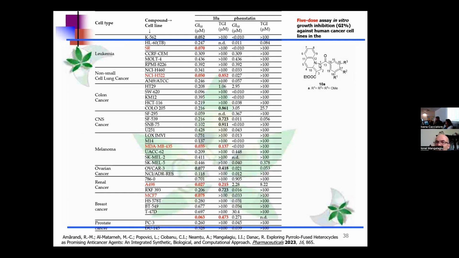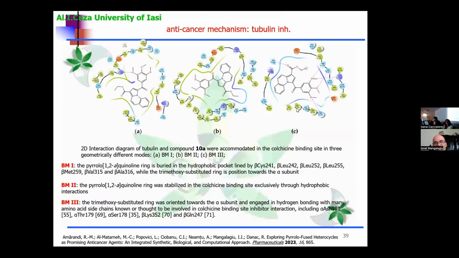And for instance, in this pyrroloquinolinic system, you can see that for some particular cancer cells, the activity is also in the nanomolar range. You see 50 nanomolar, 35 nanomolar, 25 nanomolar, which is a very good asset for this sort of compounds.